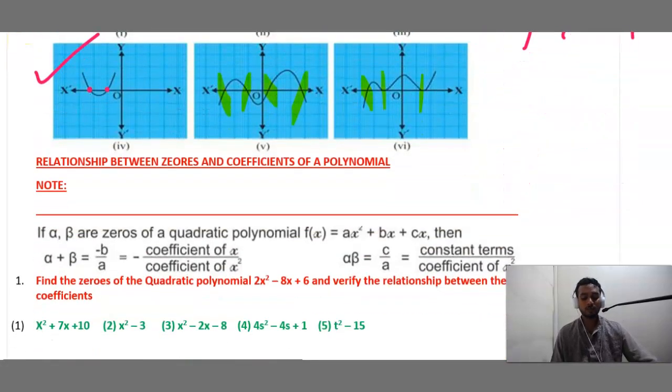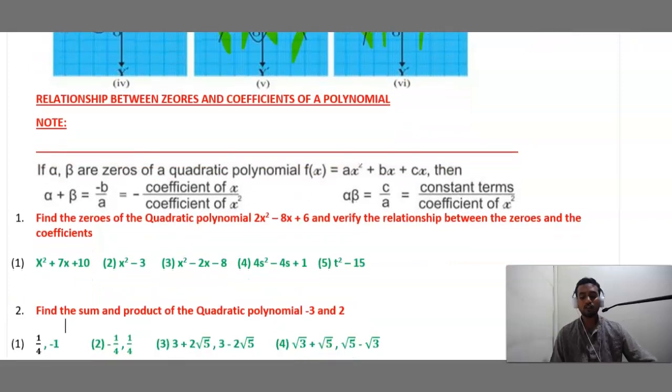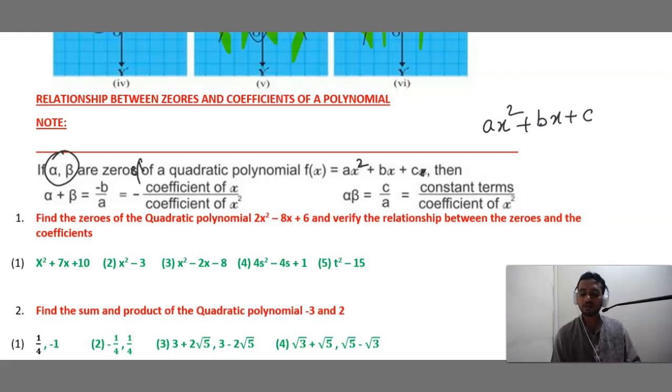Now, the relationship between zeros and coefficients of a polynomial. Children, one very important formula here. We need to remember this formula very importantly. If alpha, beta are zeros of the quadratic polynomial f(x) equals ax square plus bx plus c. Understood? So alpha, beta are the 2 zeros of the polynomial, 2 answers, 2 values. What is the standard form of a quadratic polynomial? That is ax square plus bx plus c.